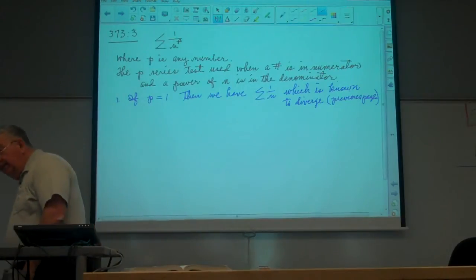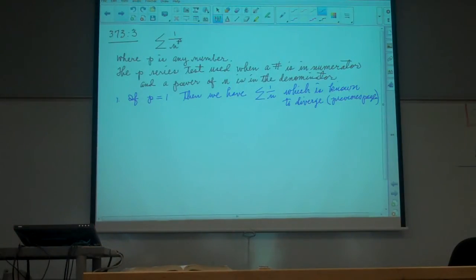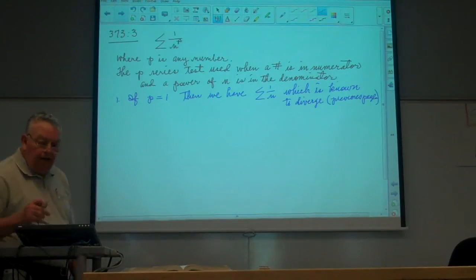Obviously, when p is equal to 0, don't I get 1 every time? Don't I get 1 to the 0, 2 to the 0, 3 to the 0, 4 to the 0, and don't I just get a string of 1s? So now I need to know what happens otherwise. Do you agree?